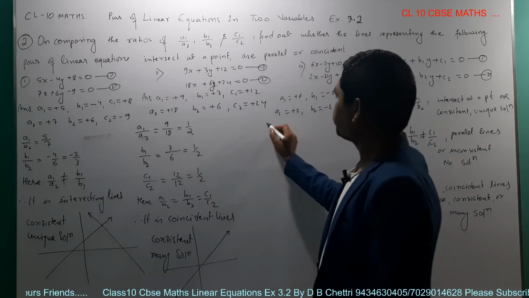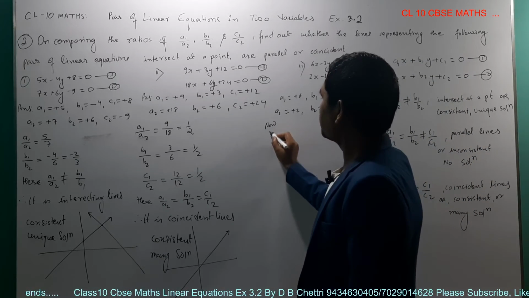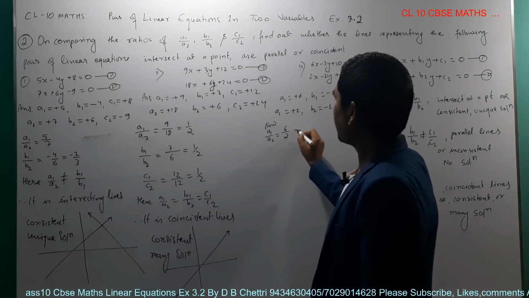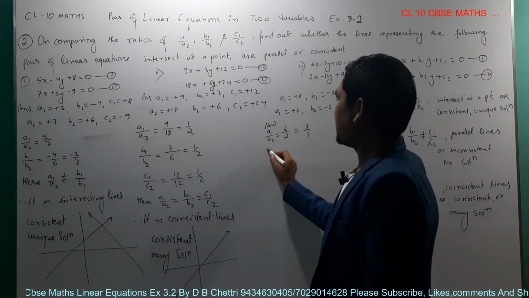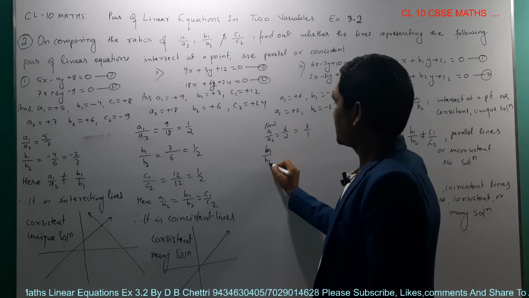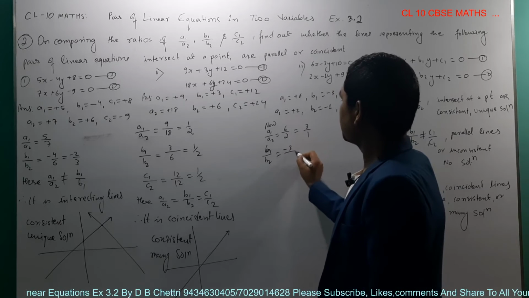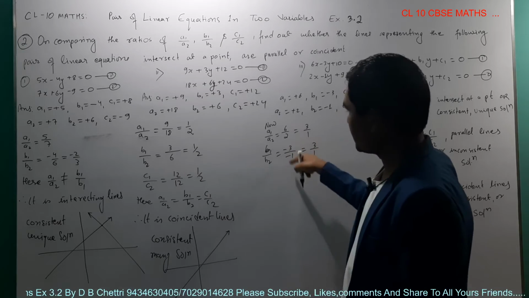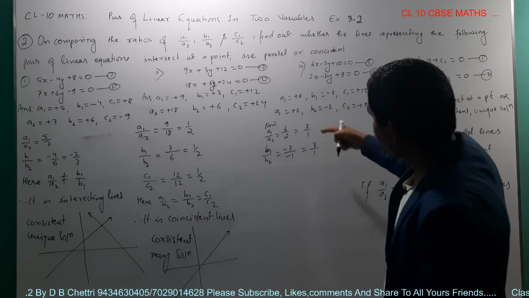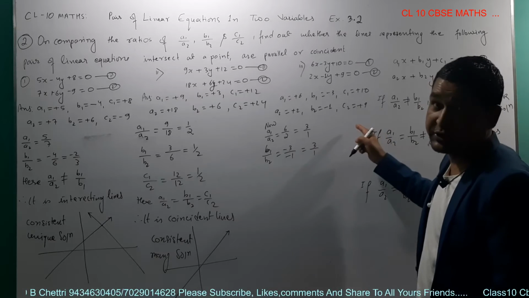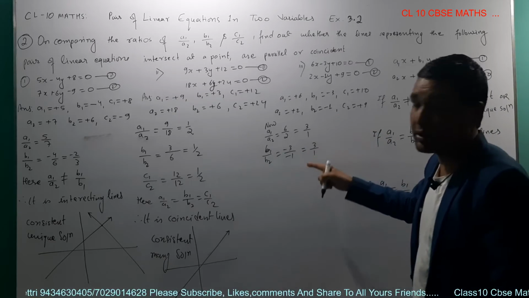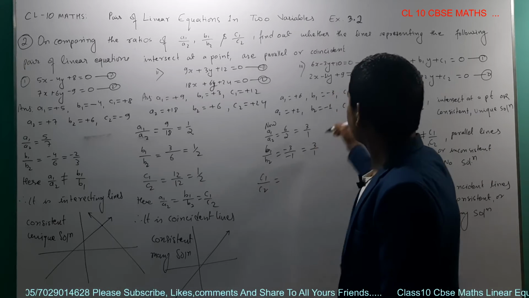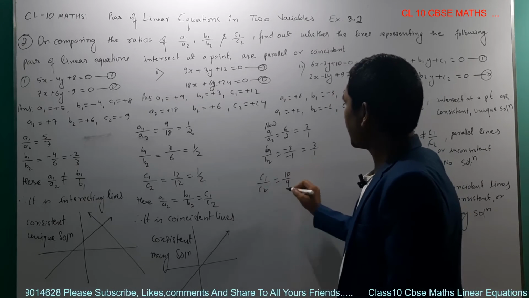Now get the ratios. A1 by A2, 6 by 2. Cancel it. 3 by 1. Then B1 by B2, minus 3 by minus 1. Cancel it. This is also 3 by 1, the minus gets cancelled. If these two are the same, then only we get the third ratio. If these two are not the same, there is no need to find the third ratio. Let's get the third ratio. C1 by C2, 10 by 9.